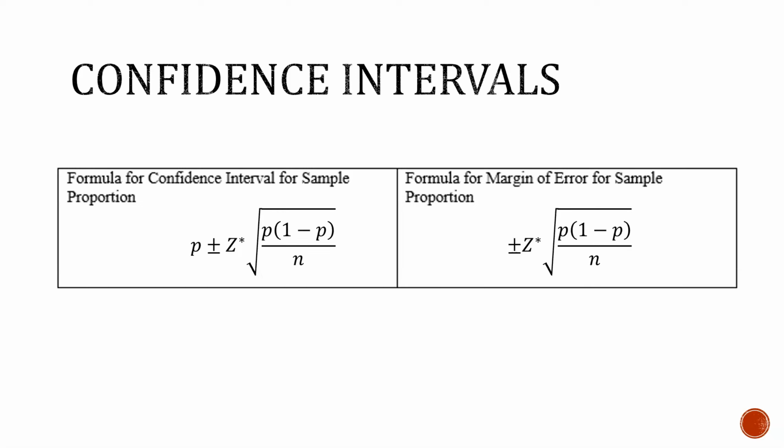These are the formulas that you would use. It would be a sample proportion plus or minus z-crit times the square root of p times 1 minus p divided by n. And the z-crit times the square root of p times 1 minus p divided by n is just our margin of error.